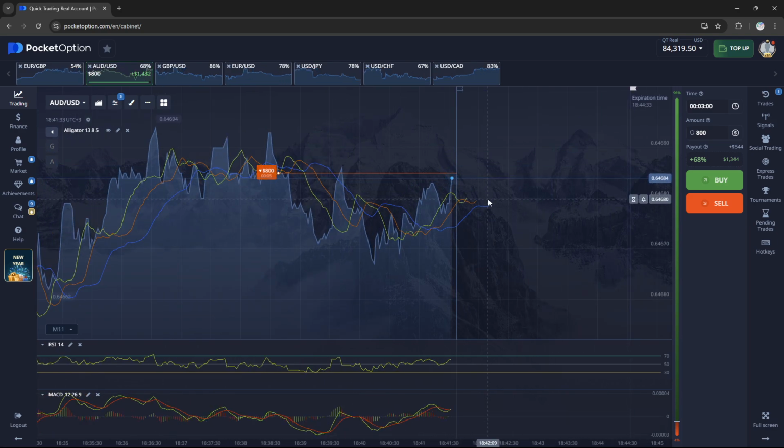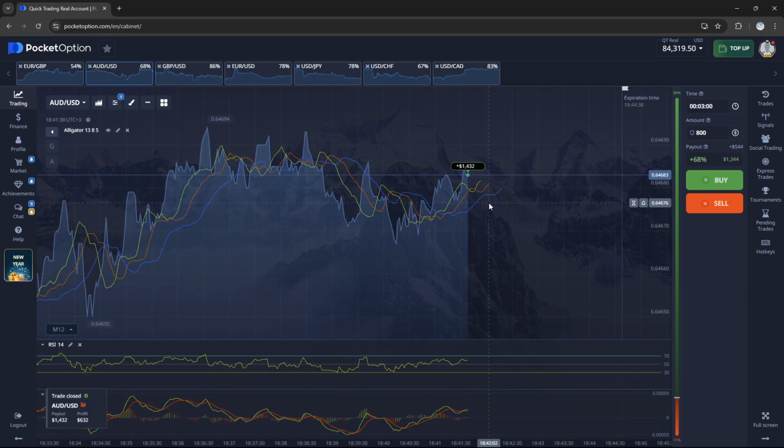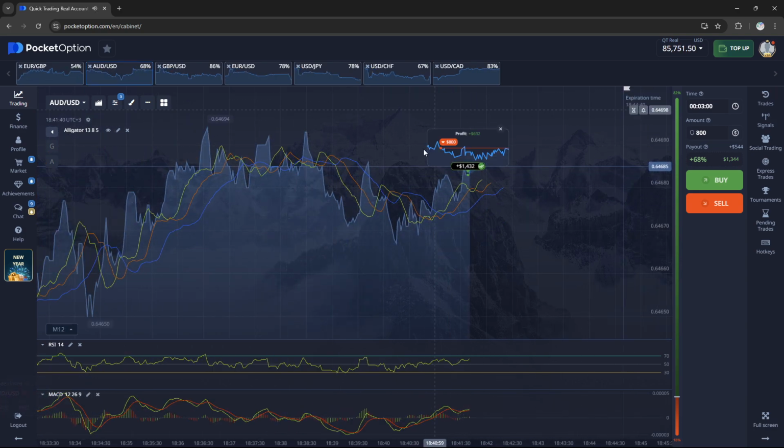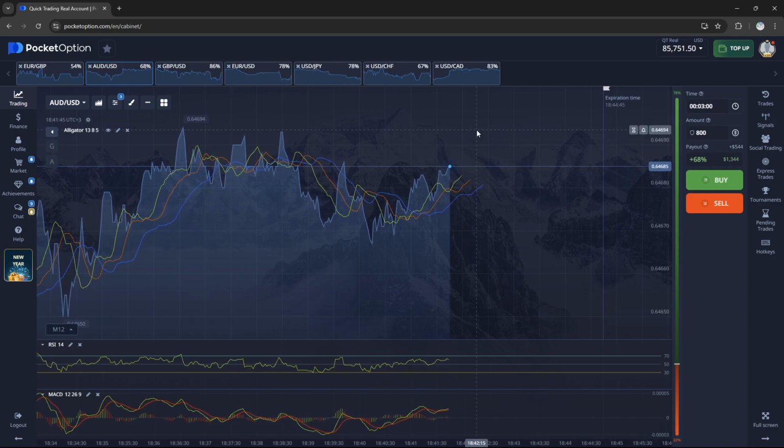These kinds of spikes happen. The market is unpredictable most of the time, and that's just part of the game. That said, the trade closed in profit, and now I suggest we switch to another currency pair.